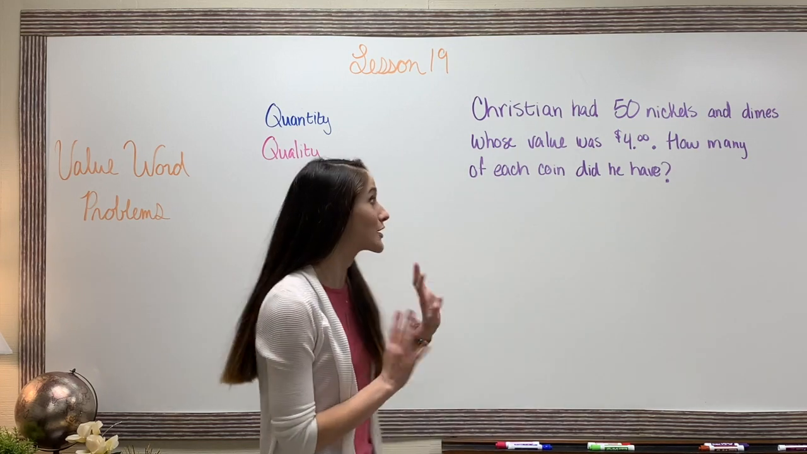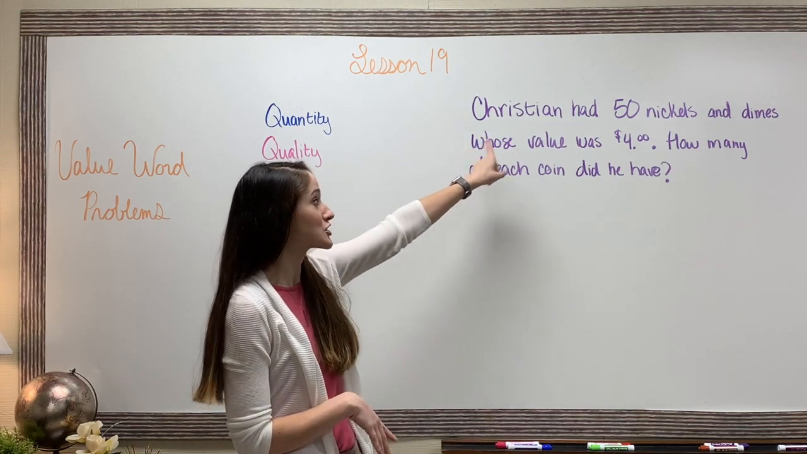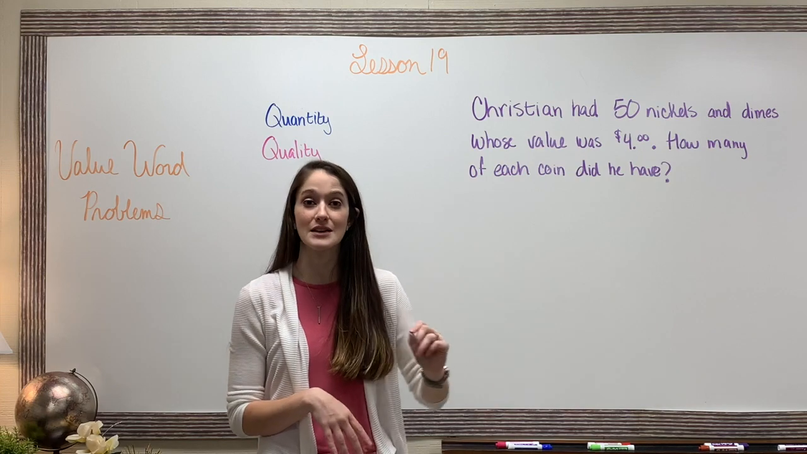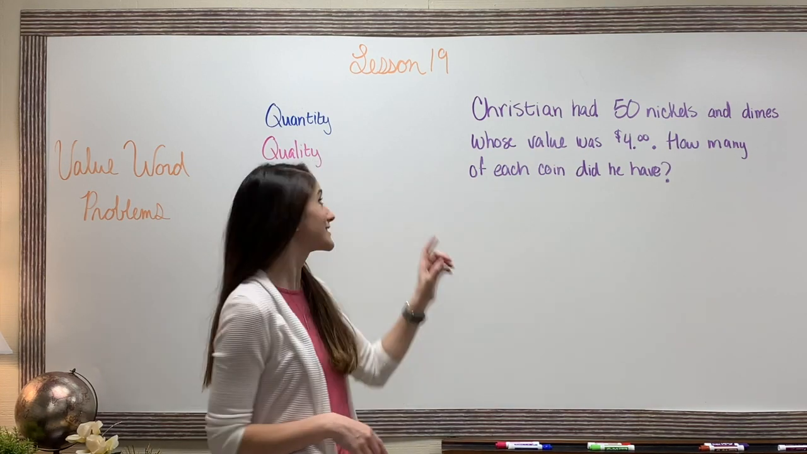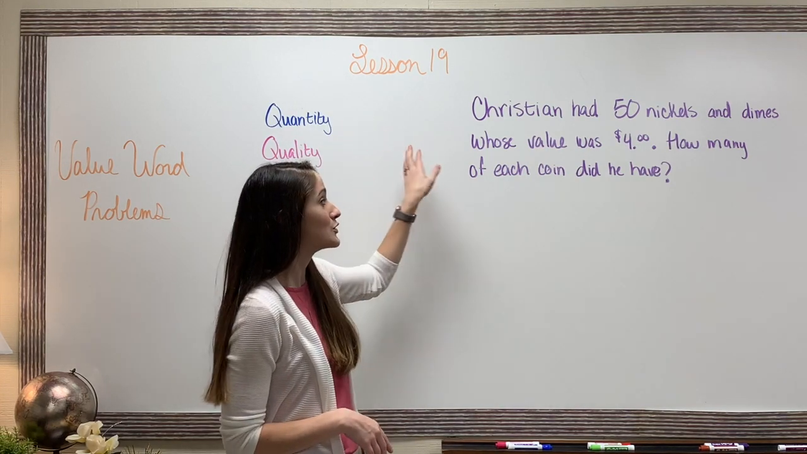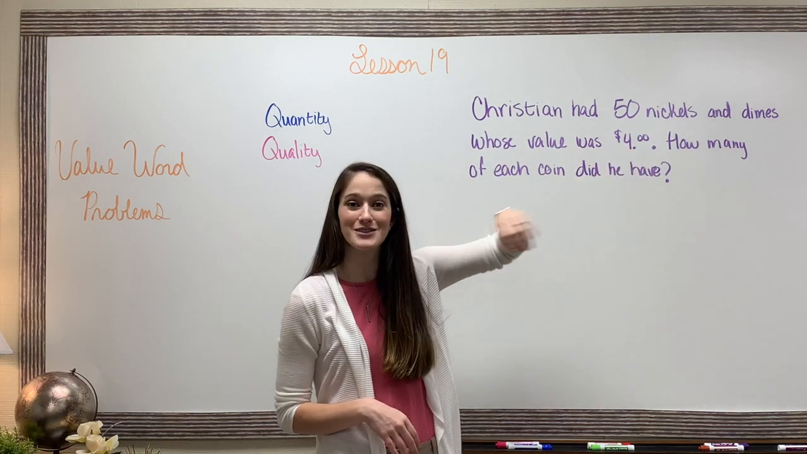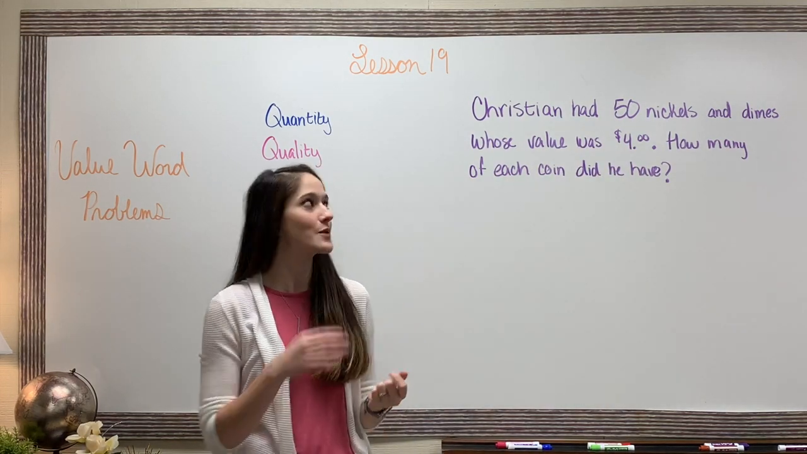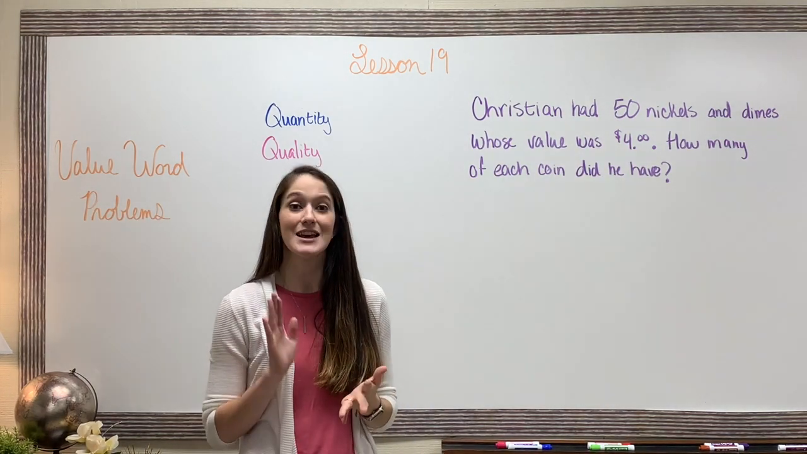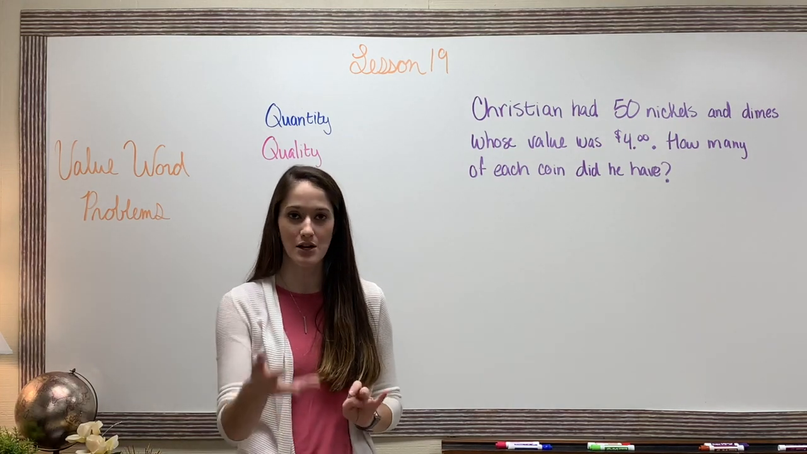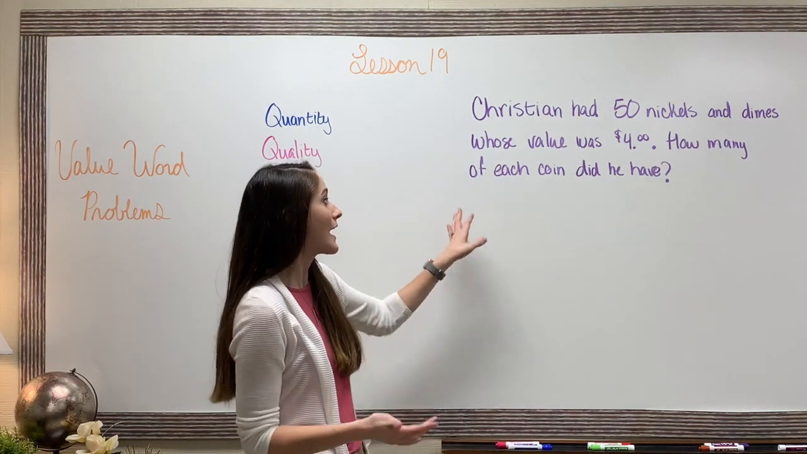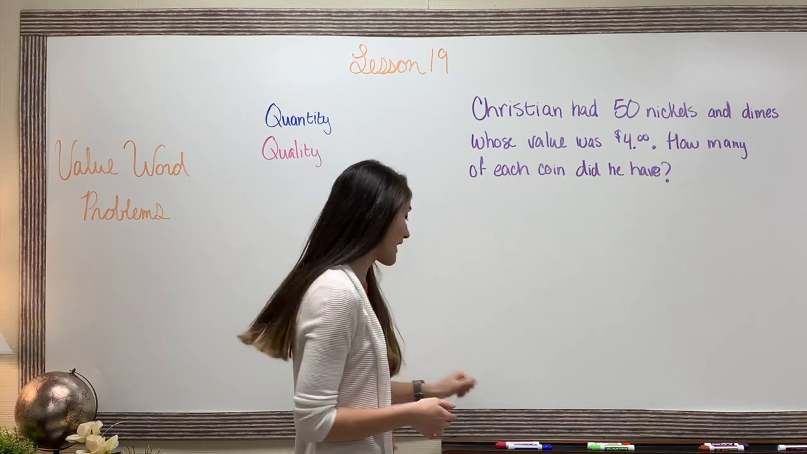And so in our first example, we have Christian had 50 nickels and dimes. Okay, so right there, 50. That is dealing with quantity. Whose value was $4. That is dealing with quality. And we know that nickels are worth 5 cents and dimes are worth 10 cents. So there we also know value. How many of each coin did he have?